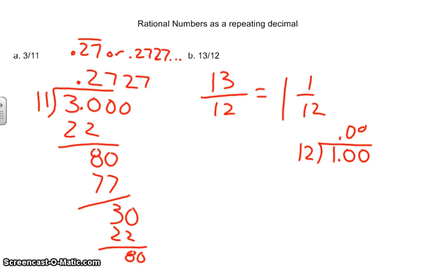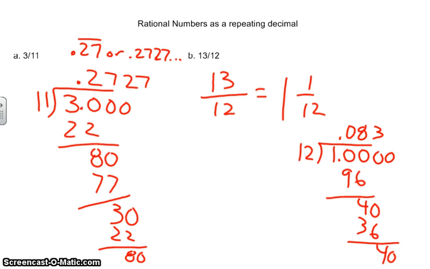We will go 8. 8 times 12 is 96. We've got our 4 left over. 12 into 40. Oops, sorry, I had to drop my 0. Forgot to do that. We'll have a 3. That will be 36. I will have a 4. We're starting to notice a pattern here. I had a 4, I had a 4, so I'll notice that this 3 would go on forever. So my final answer to this, and I got to add my 1 back in, is 1.083, and only the 3 repeats, so my bar will go over the 3.